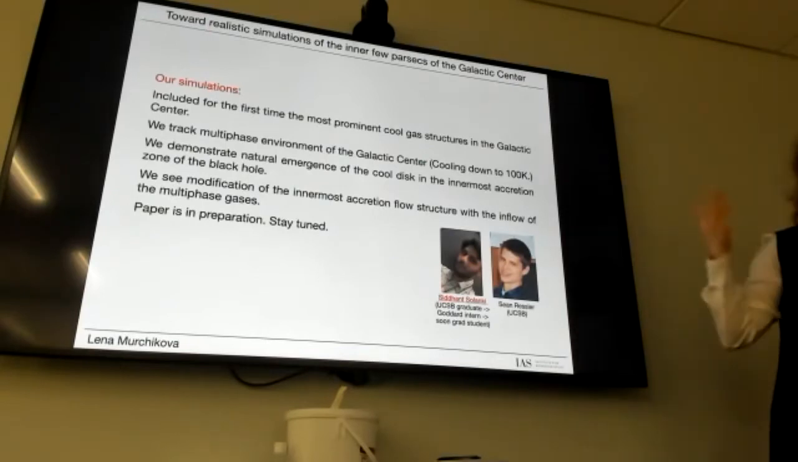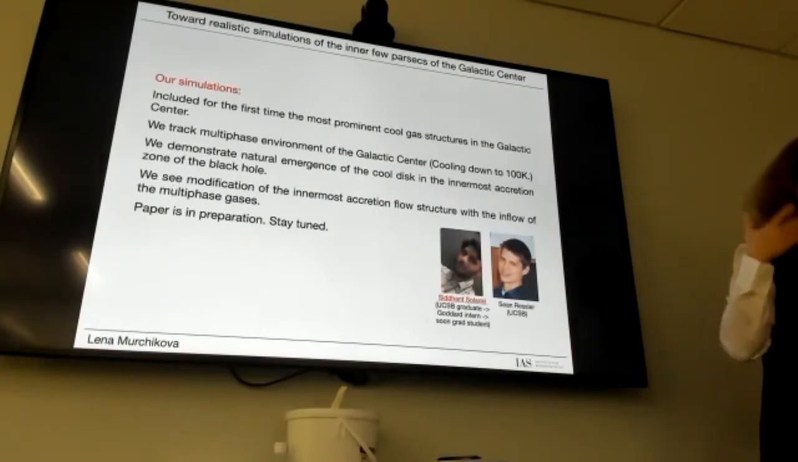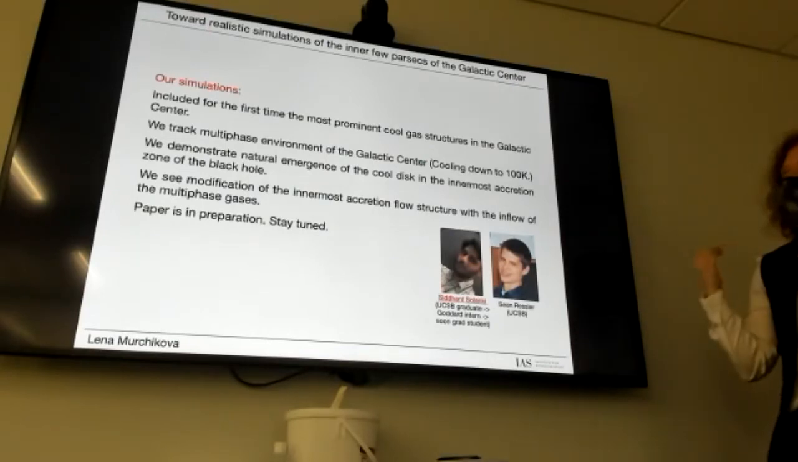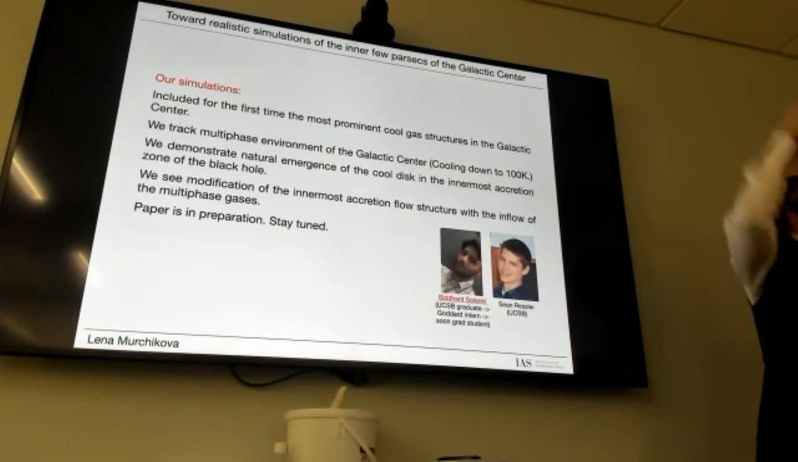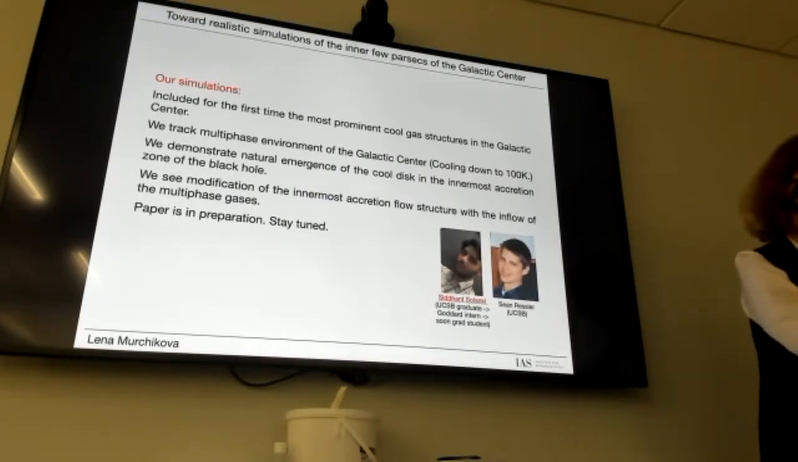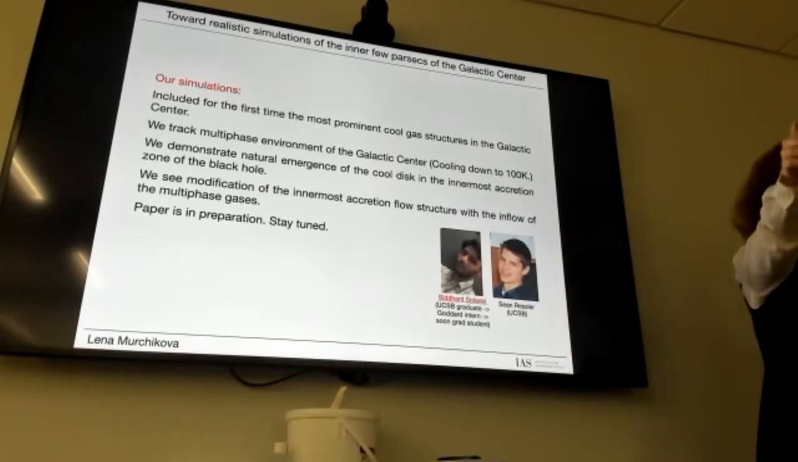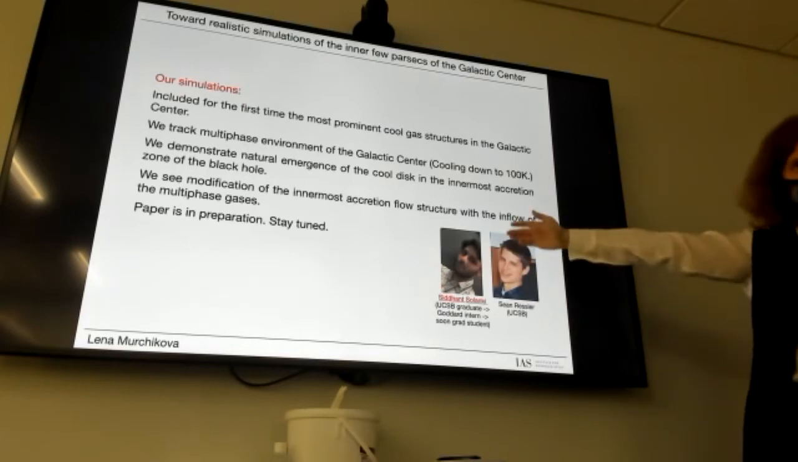So yes, the paper, we're currently writing it. So for the first time, we included the biggest gaseous players in the 2 parsecs around the galactic central black hole. This time, we track cooling down to 100 Kelvins. Cooling was extended by a lot thanks to CFAN.